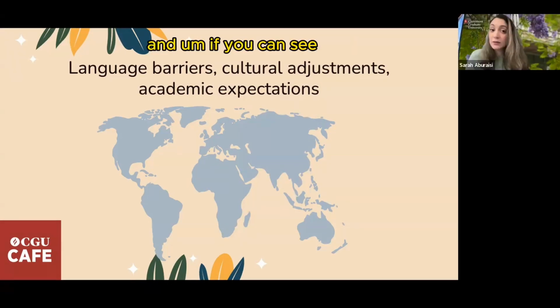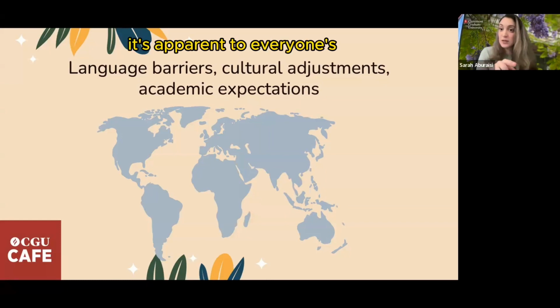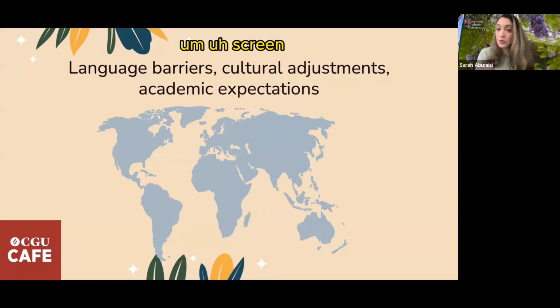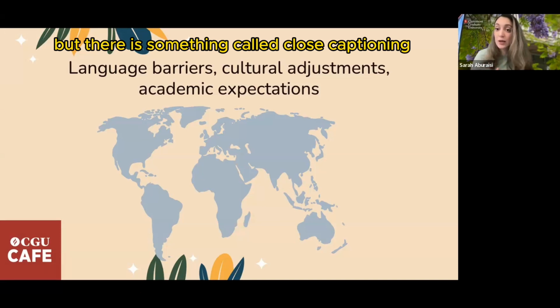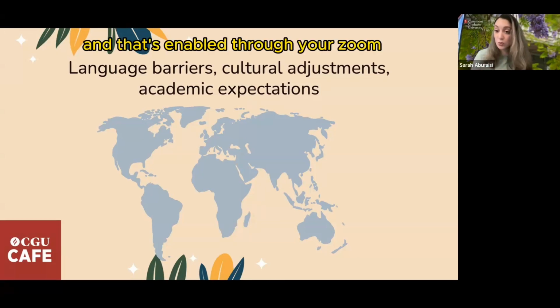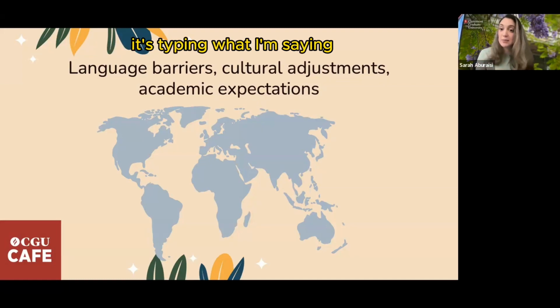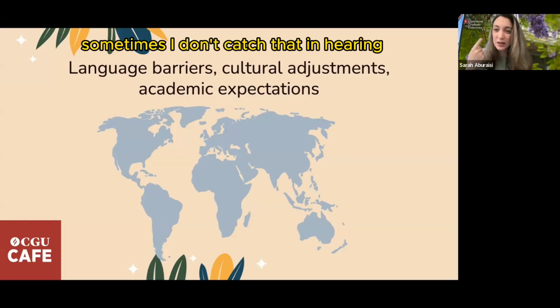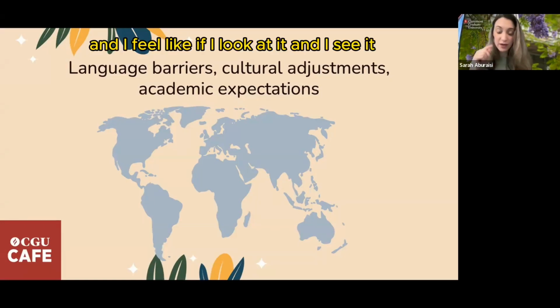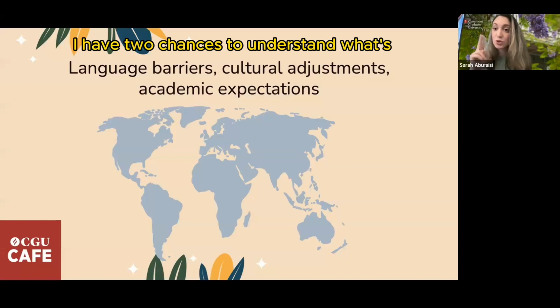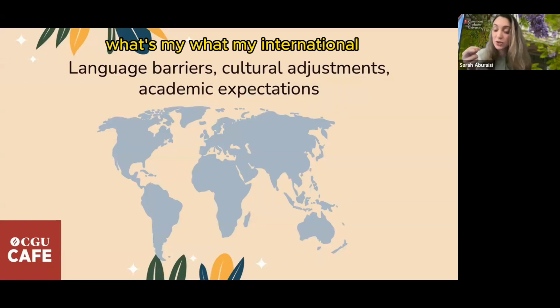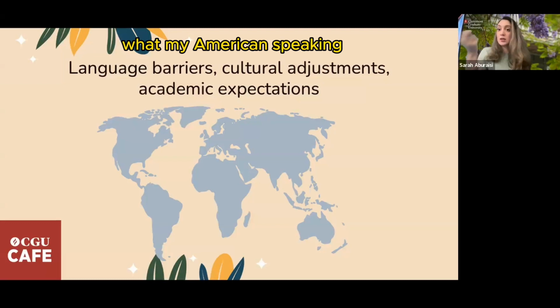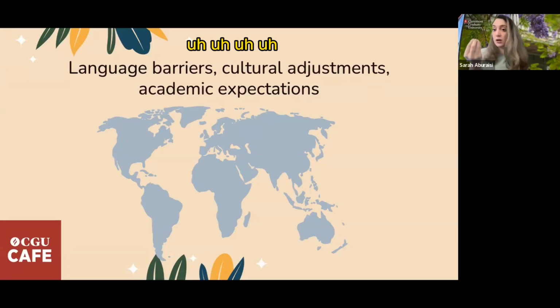That's true. And I don't know if it's apparent to everyone's screen, but there is something called closed captioning, and that's enabled through your Zoom. So basically now, as I'm speaking, it's typing what I'm saying. As an international student, sometimes I don't catch that in hearing. And I feel like if I look at it and I see it, I have two chances to understand what my American English speaker is saying. Because I can see it, I can read it, then I have a chance.